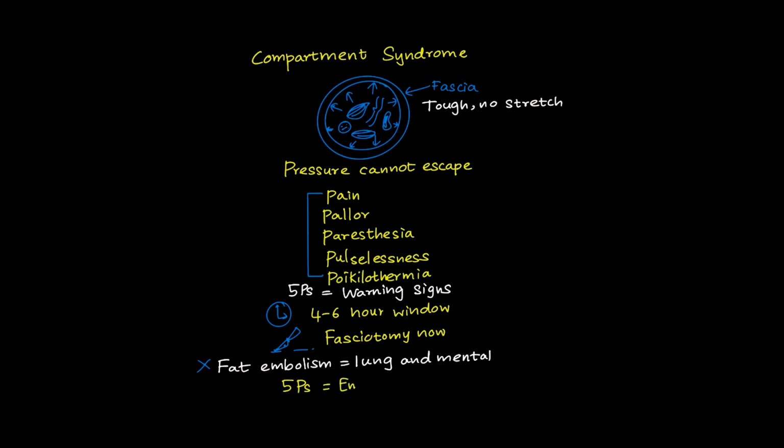Memorize the 5 Ps: pain, pallor, paresthesia, pulselessness, poikilothermia. 5 Ps, 4 to 6 hours, call the surgeon. 5 Ps equals emergency fasciotomy now.